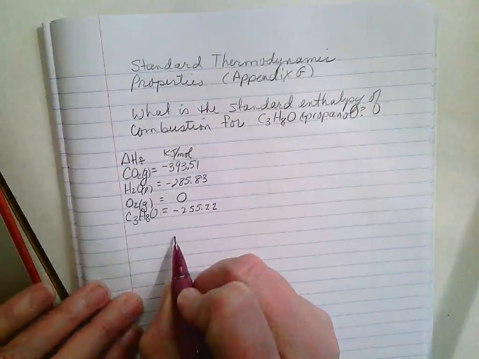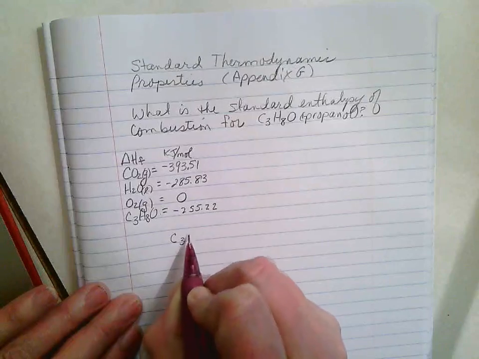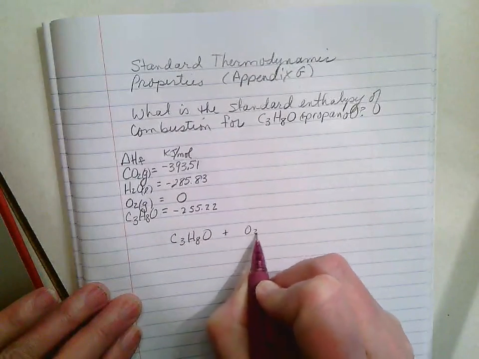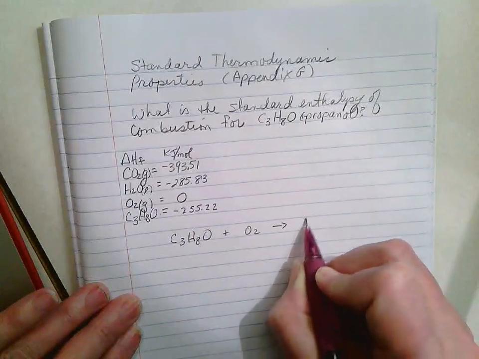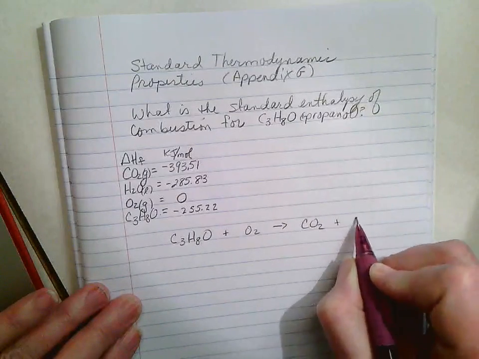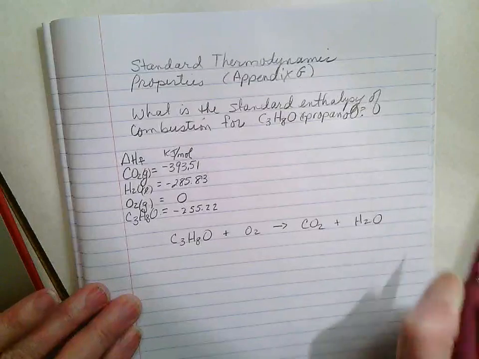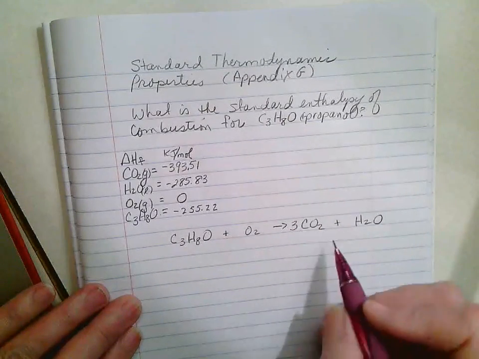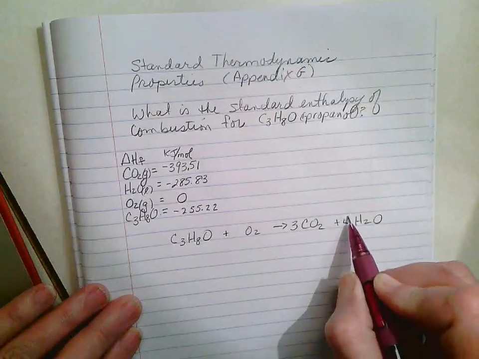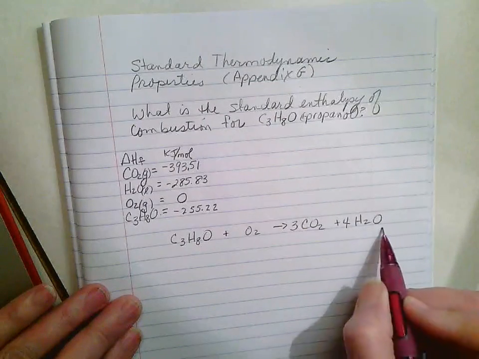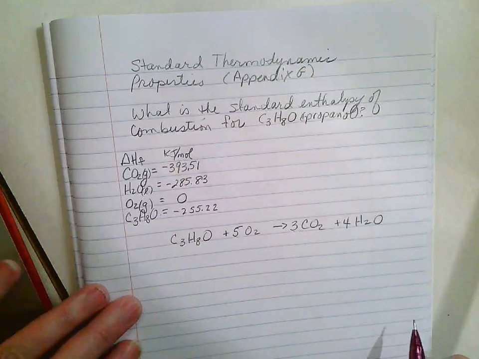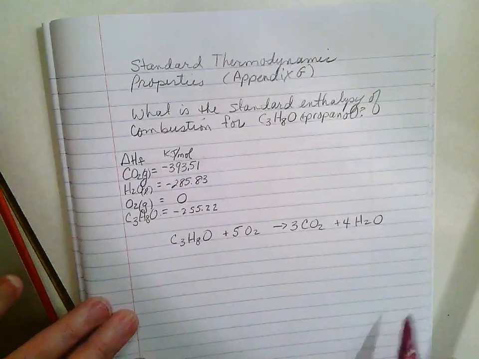And so the combustion reaction is C3H8O plus O2 yields CO2 plus H2O. So I need a 3 here, and I need a 4 here, and that gives me 6 plus 4, which is 10, so it would be 5 there. So there's my balanced chemical equation.